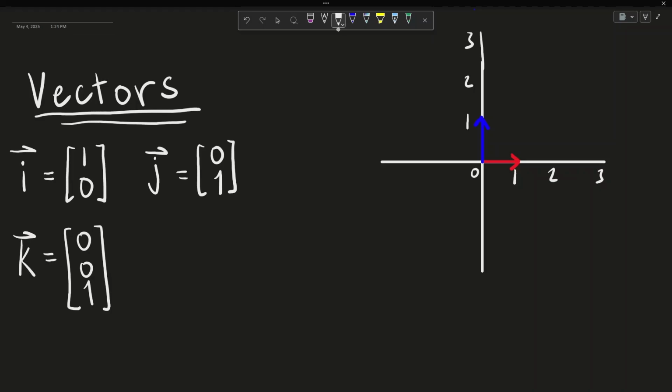And so this has been an introduction to vectors in linear algebra.